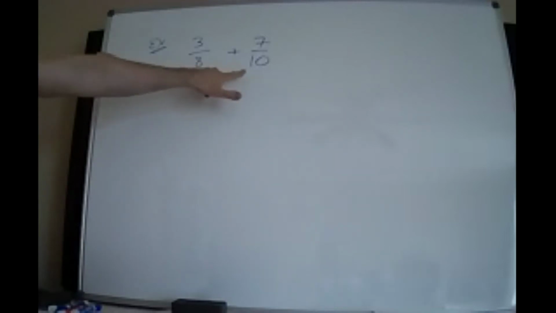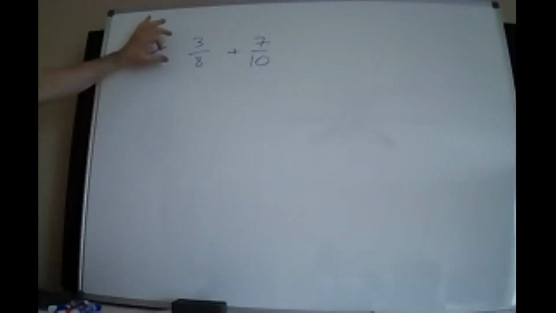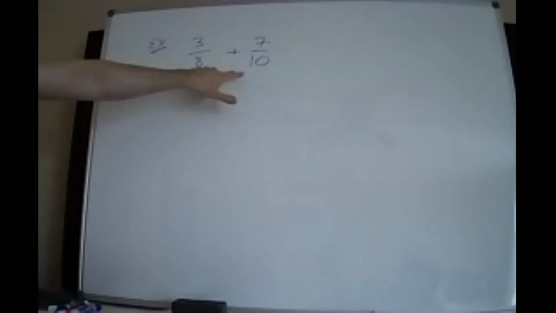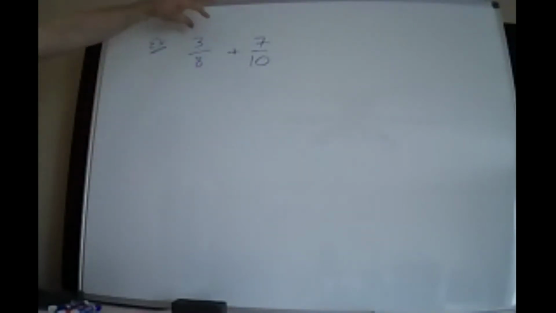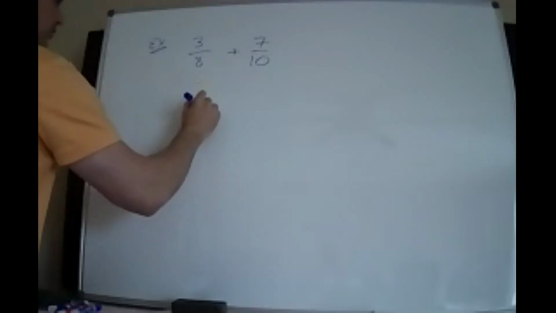So you want to combine these into one. Over the years, I have seen people just literally add the numbers on top and add the numbers on bottom, which is wrong. People are like, oh, this is 10 over 18. That makes no sense whatsoever. I can prove to you that makes no sense whatsoever.